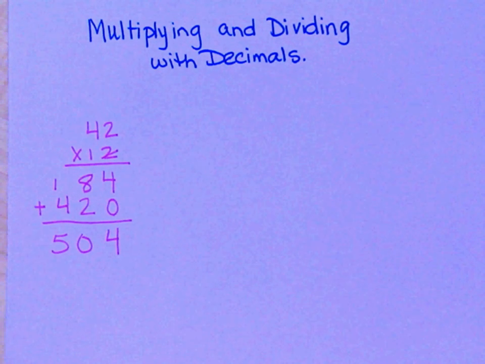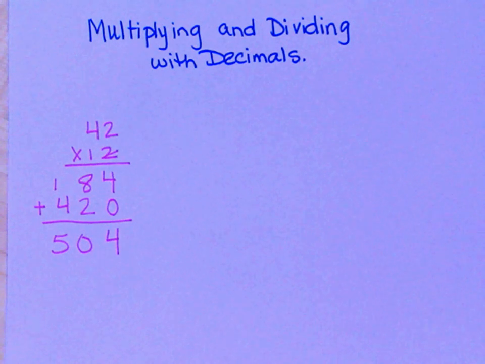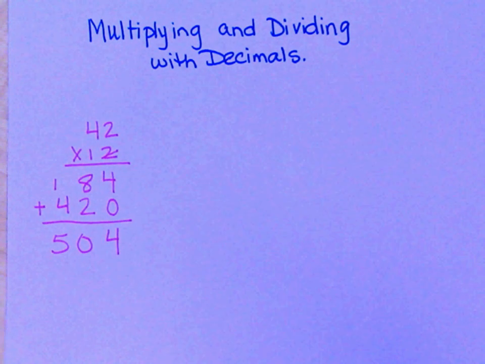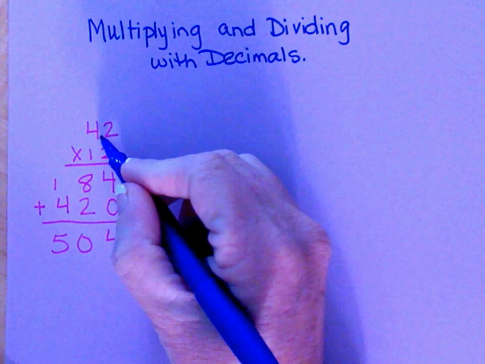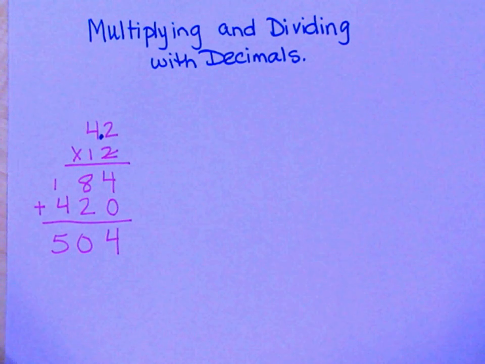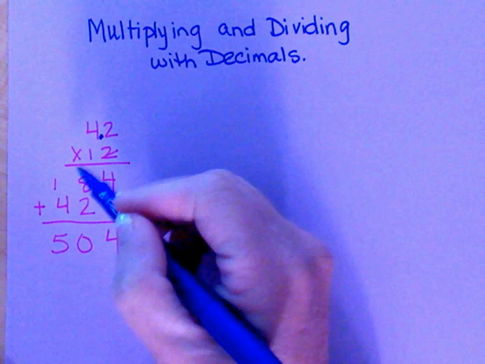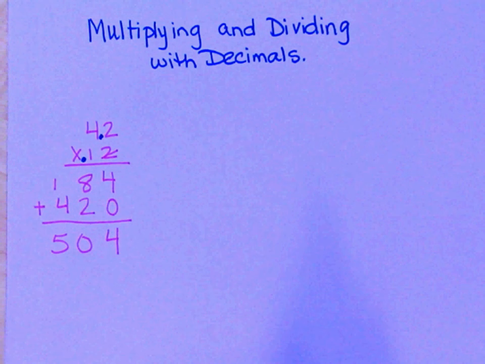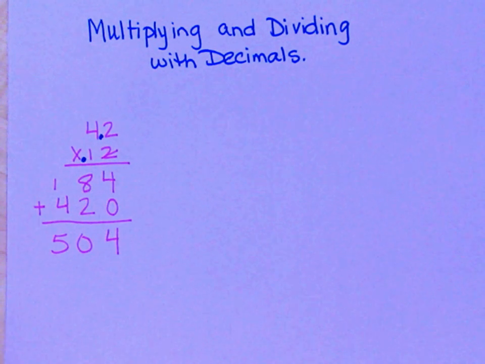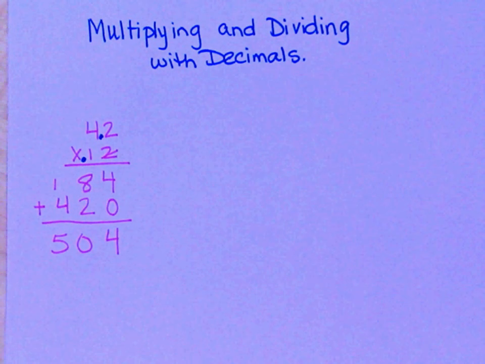Let's say I want to take the same number, but this time when I look at it, I notice that there are some decimals in it. Let's say it was 4.2 and 0.12. How does that interact with this answer and change the value of it?